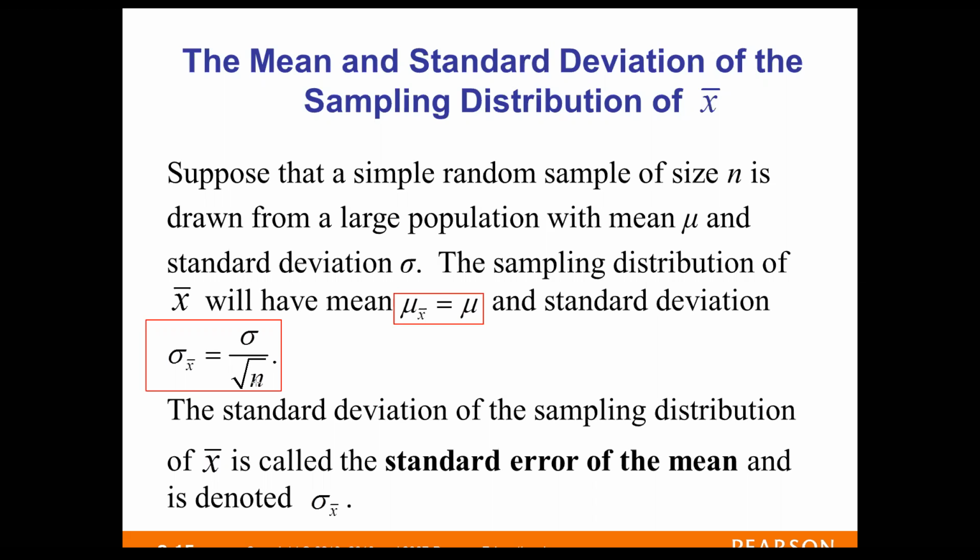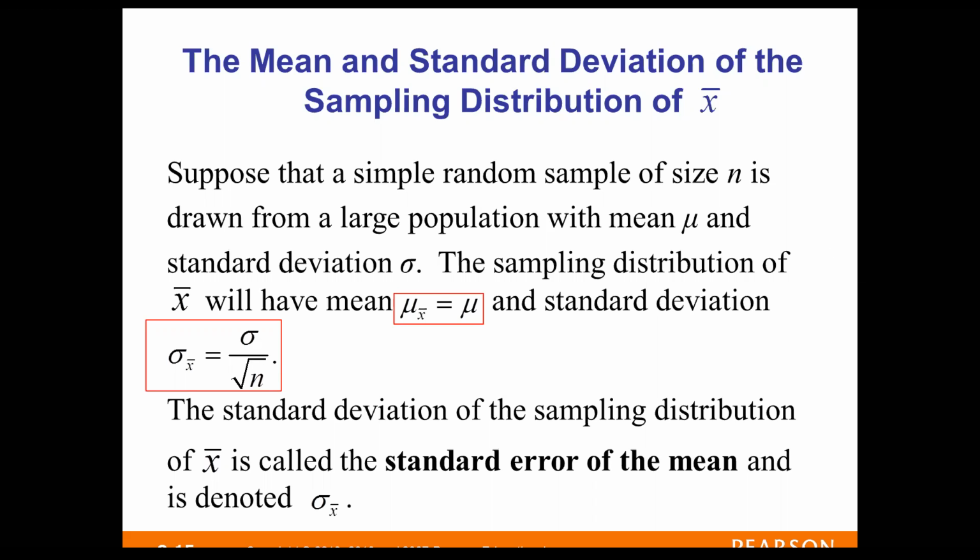Where does the over square root of n come from? Well, this is again taking into account that the larger the sample size, the more information that's going into each sample, so the less variability I'll see between samples. And it's an inverse relationship then. And we actually saw this in the previous one.